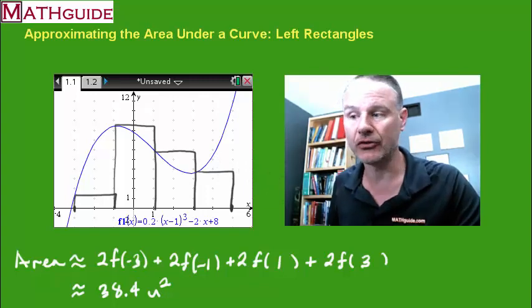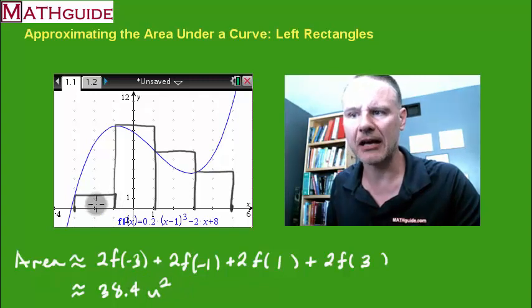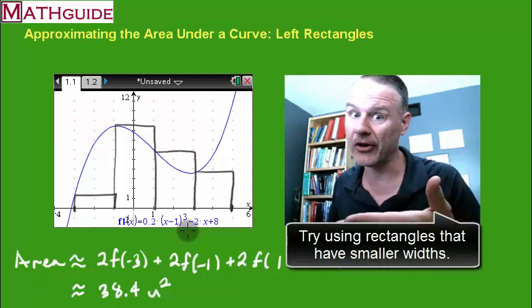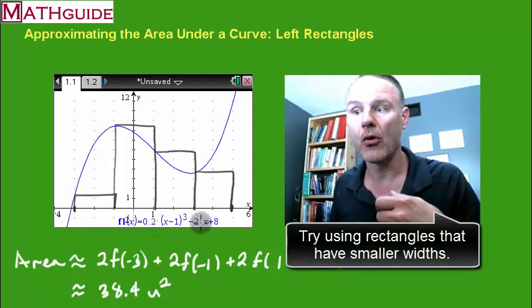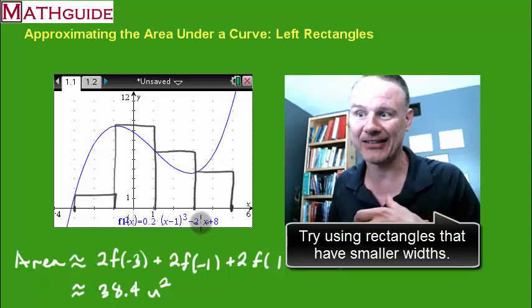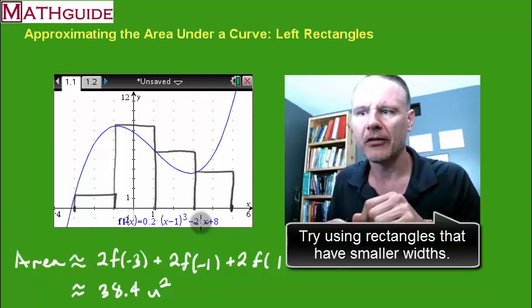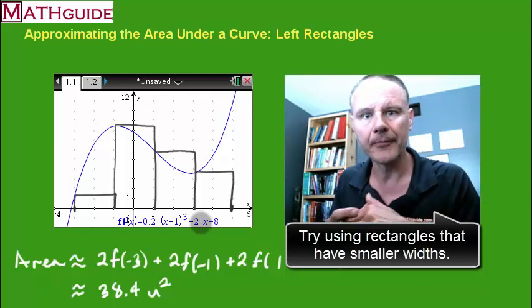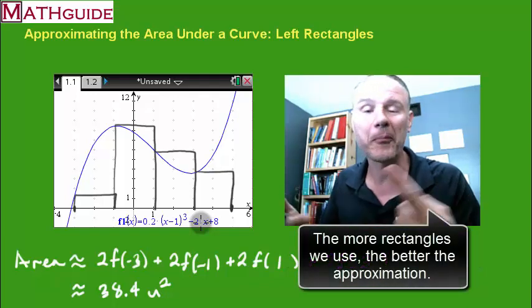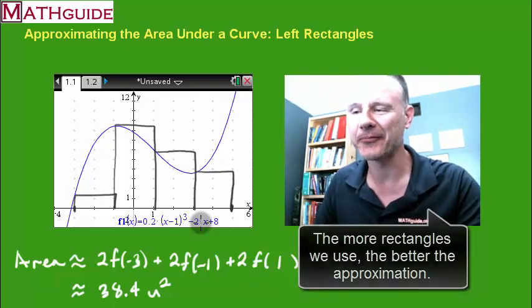And what I would suggest you do to get a better area is, instead of using a width of 2, use a width of 1. That means you're going to have double the number of rectangles, right? You're going to have 8 rectangles. Or use a width of a half. So instead of 4 rectangles, you have 16 rectangles. Okay, so the more narrow you make these rectangles, the more accurate you're going to be, and you can kind of see the best approximate area you could get. Okay, so the more rectangles you use, the better.